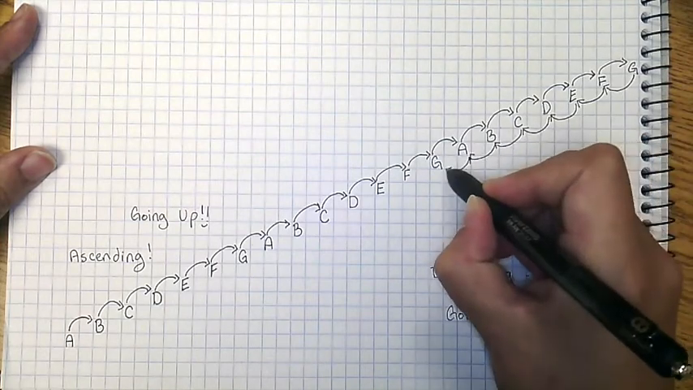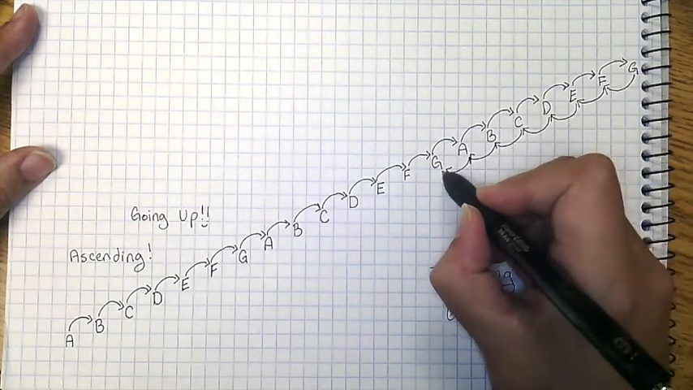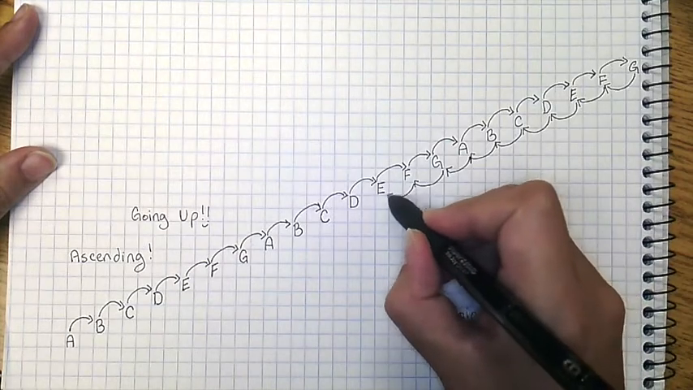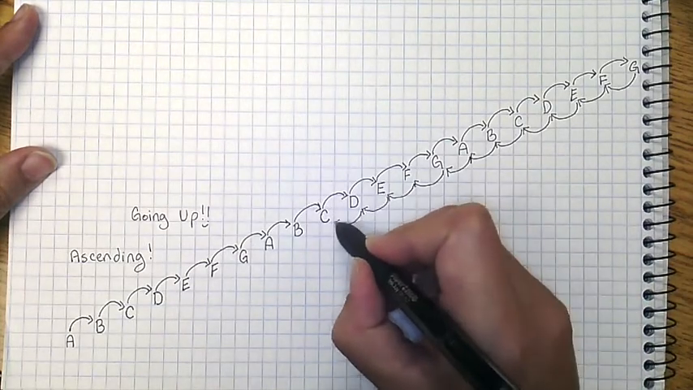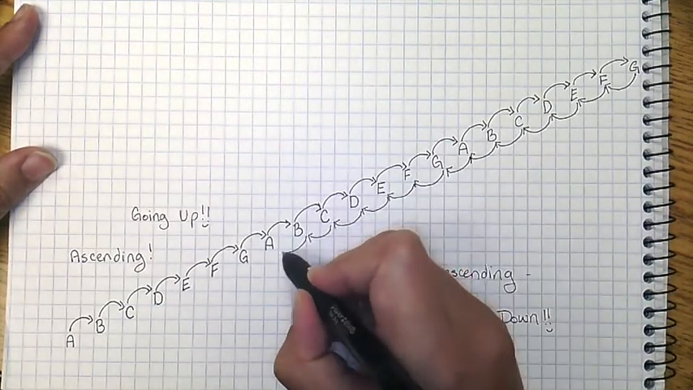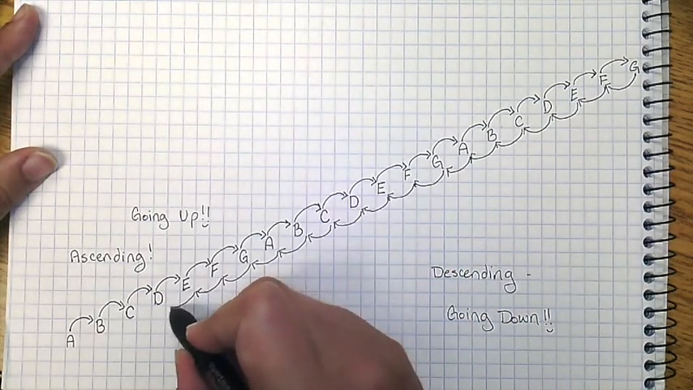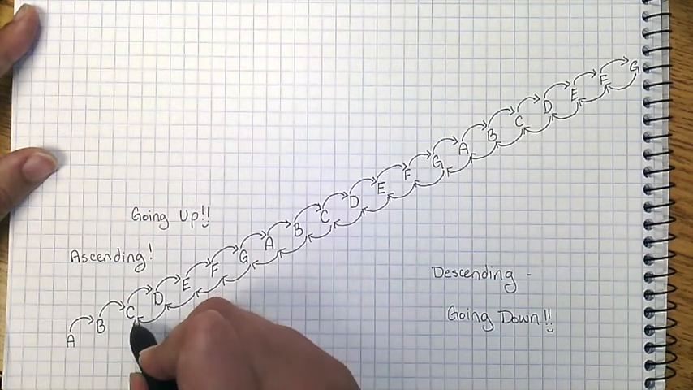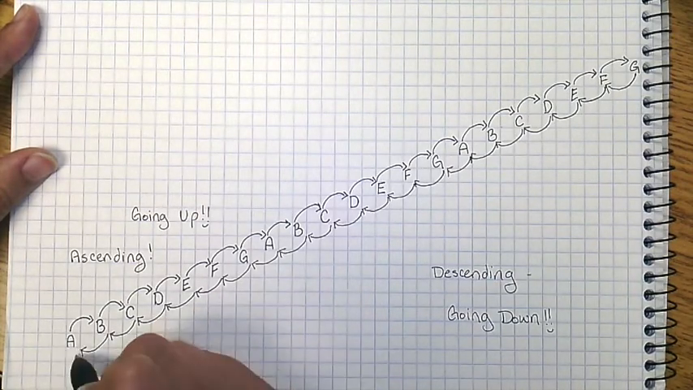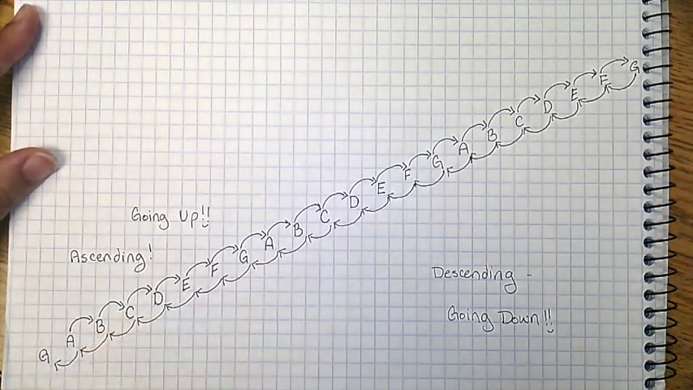Now here's the weird part. G is lower than A. So we have to go backwards in the alphabet to A and then start over again backwards with G. So the note below A is G. There it is again.